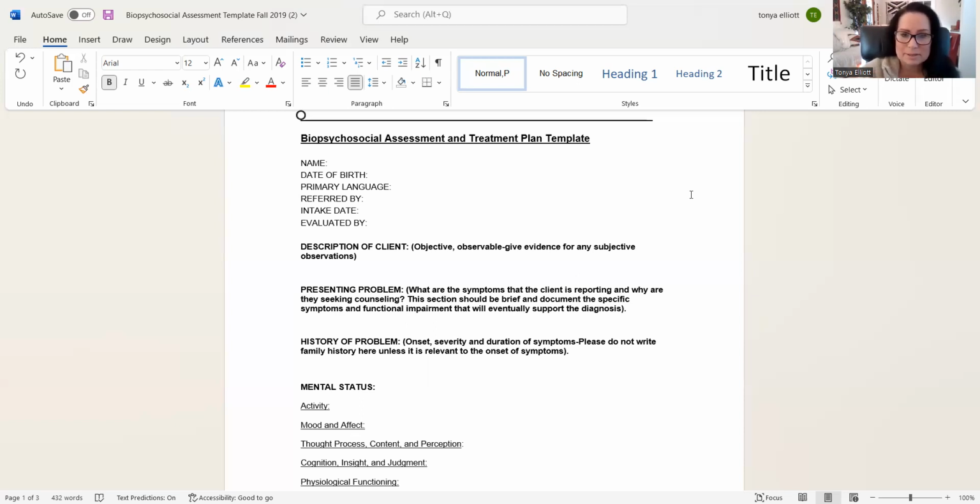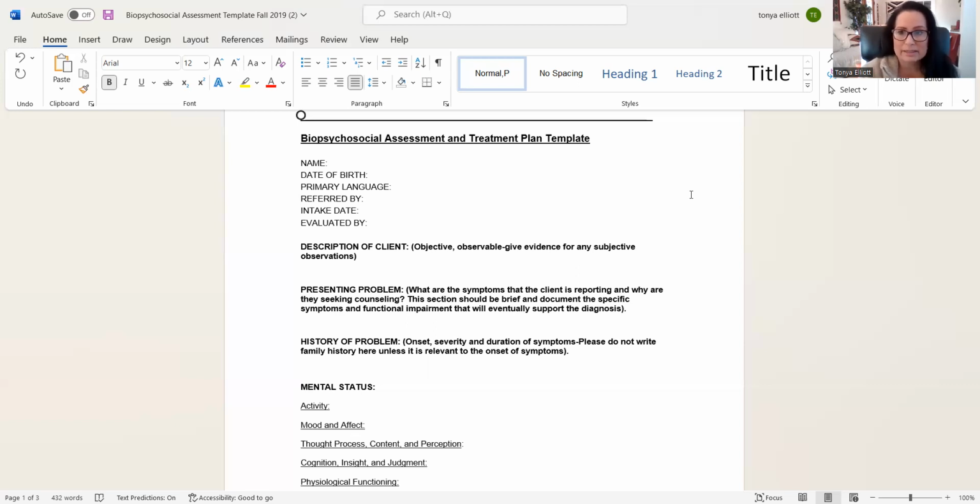Okay, so presenting problem. What are the symptoms that the client is reporting, and why are they seeking counseling? There are several pieces to the presenting problem. One is why does the client think they're there? What is the client actually wanting to get out of therapy? The second part is, what are they telling you? What are you hearing? What are you observing? What are they telling you about their symptoms that are causing a potential functional impairment? So those are the two things that really need to be documented in this section: what are the symptoms and what is the functional impairment?